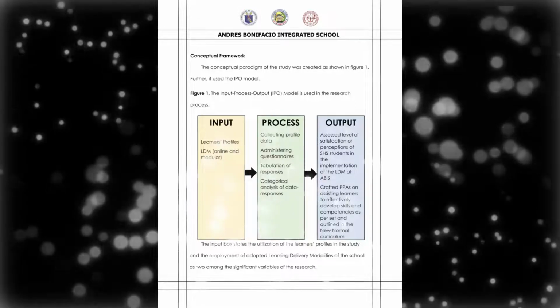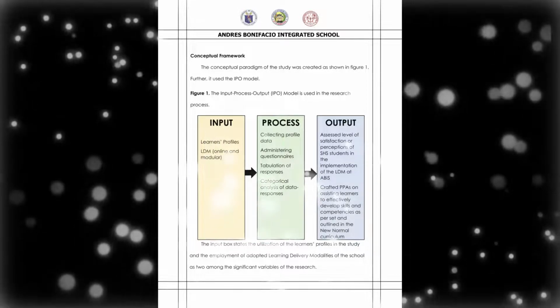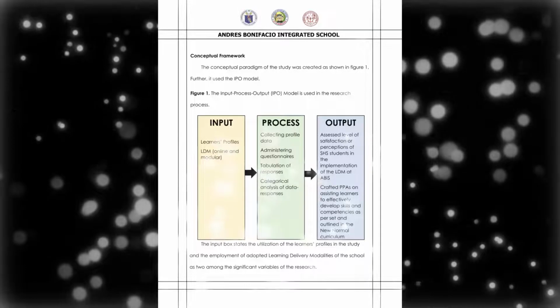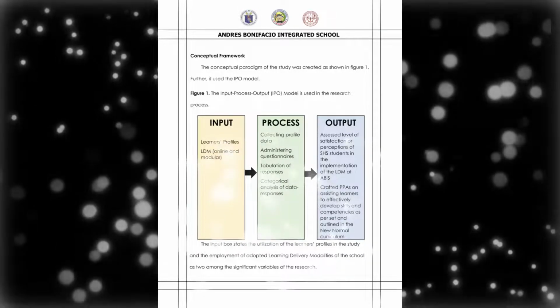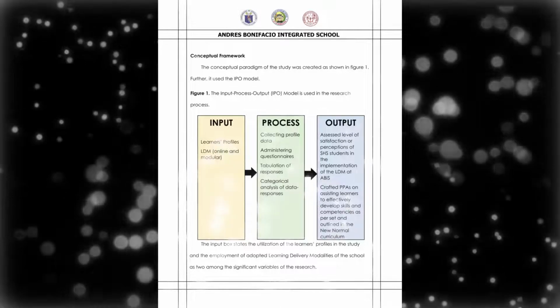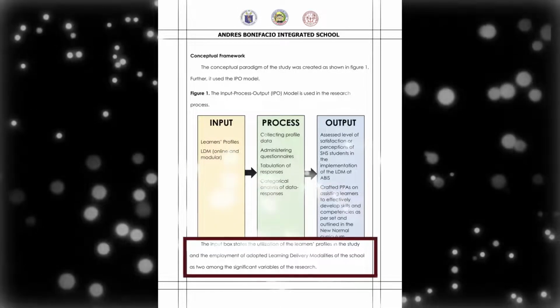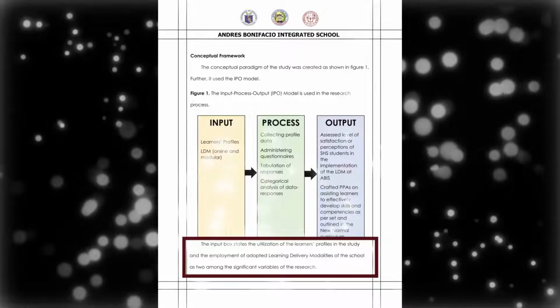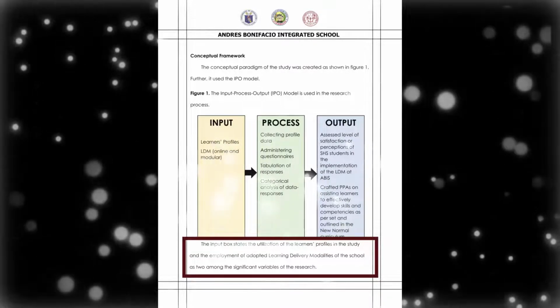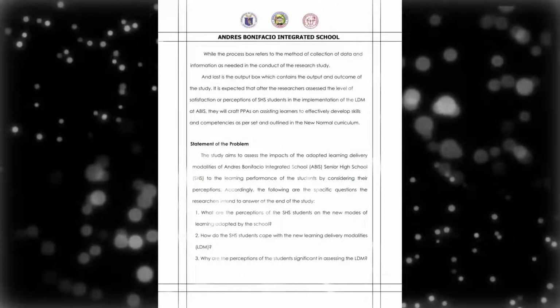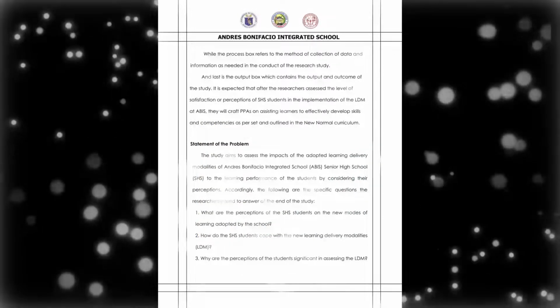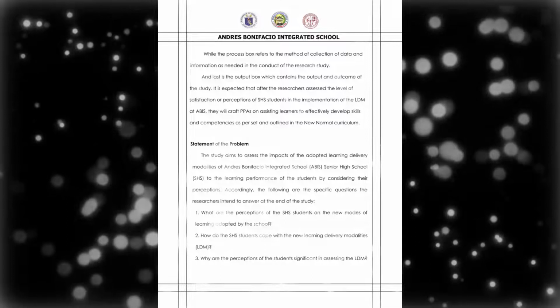It is created through a visual diagram or a model that summarizes the concepts of your study as illustrated in the example research paradigm. And you should also discuss the contents of the IPO model, or the input, process, and output. Afterwards, we have the statement of the problem, which is also known as the SOP.